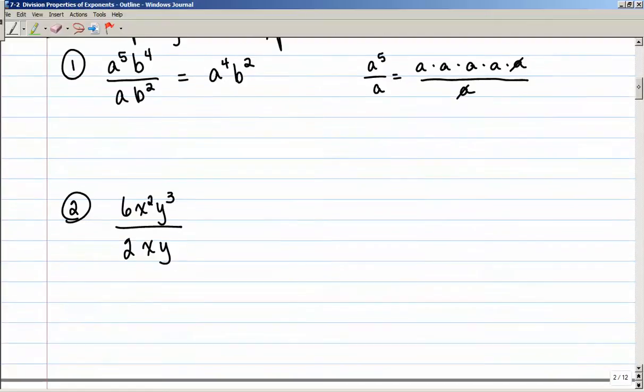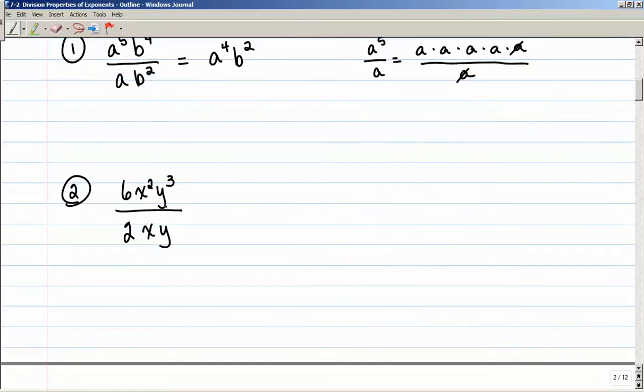Here's another example. 6x squared times y cubed divided by 2xy. Don't subtract your coefficients. This is just the same as 6 divided by 2, which gives me a 3. x squared divided by x. You can think of this as x times x on top, 1 x on the bottom. So I'm left with 1 x. y cubed divided by y gives me y squared.